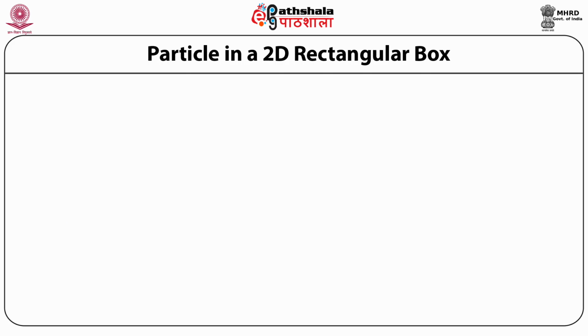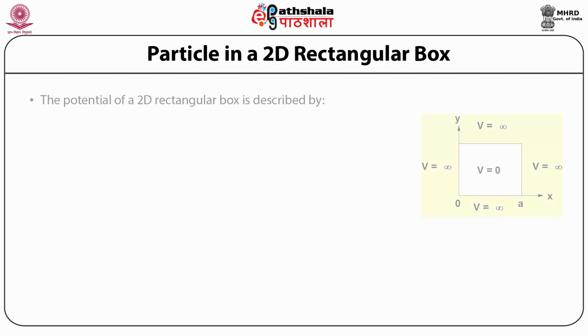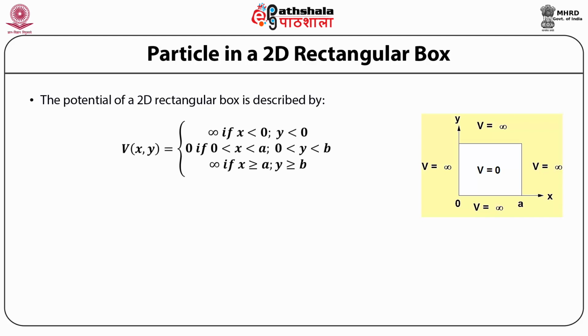Particle in a 2D rectangular box. So the potential of a 2D rectangular box is described by V(x,y) equal to infinity if x is less than 0 and y is less than 0. So students, as you can see in this figure, it is on the left hand side of the origin.